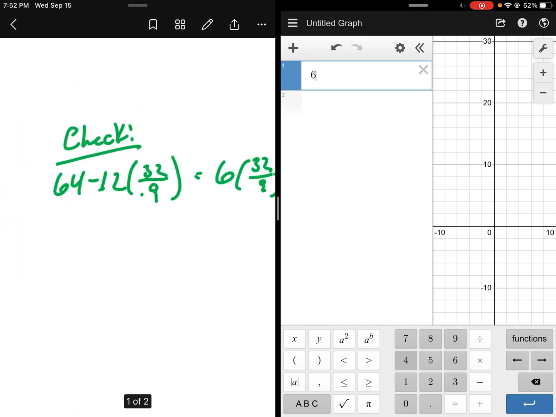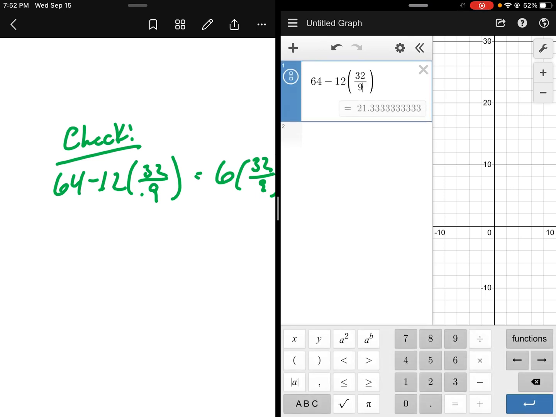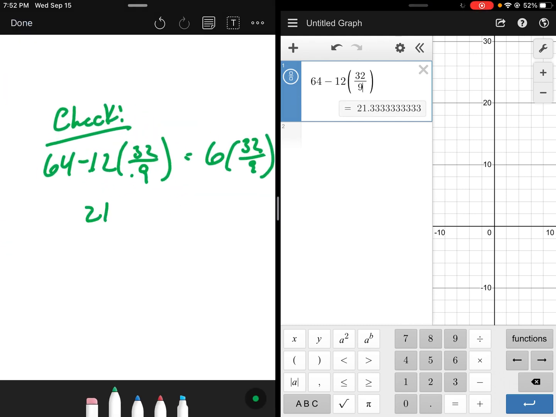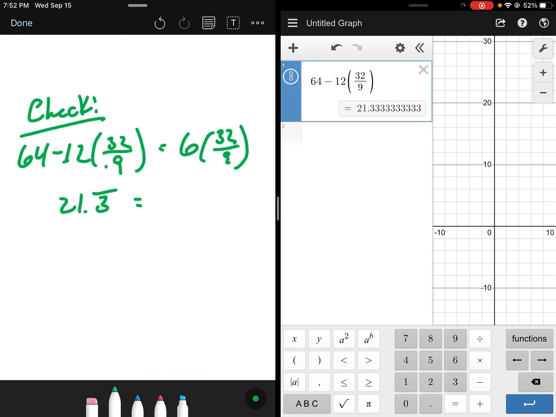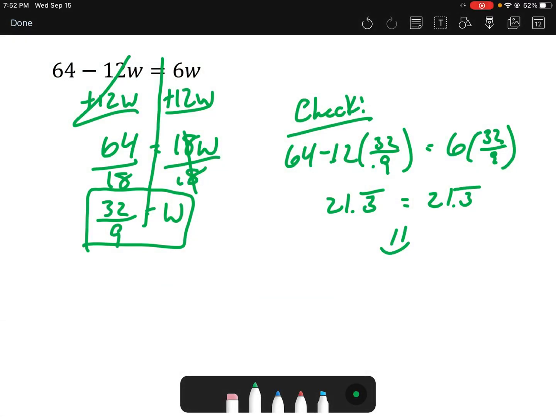Okay. So 64 minus 12 times 32 over 9. 21.3 repeating. I got that answer in my head. And then the other side, I just have 6 times 32 over 9, which is also 21.3 repeating. Oh my gosh. And look, no calculator needed. Hooray!